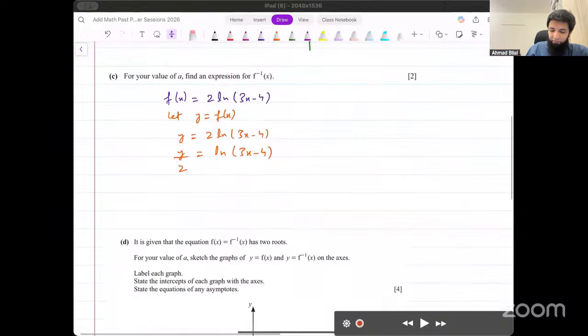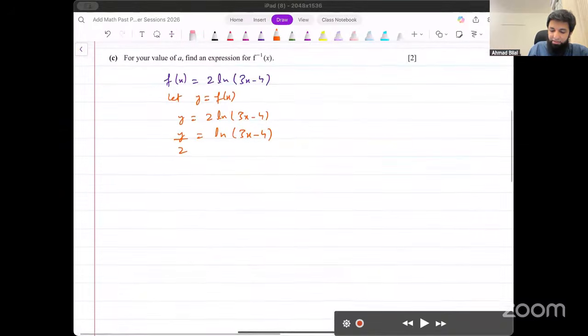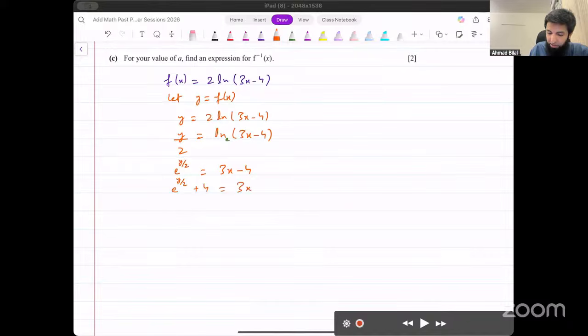What's the base of ln? The base of ln is e, right? e will go to the other side and become the base of this number in power form. That gives us e raised to the power y over 2 equals 3x minus 4. 4 goes to the other side. We get e raised to the power y over 2 plus 4 equals 3x. Divide by 3 on the other side, and that gives you e raised to the power y over 2, plus 4, whole divided by 3.